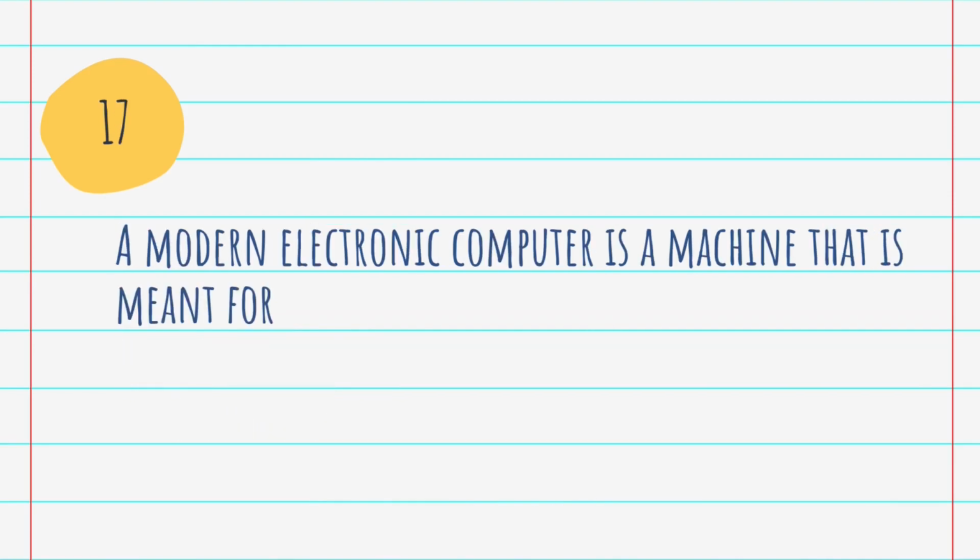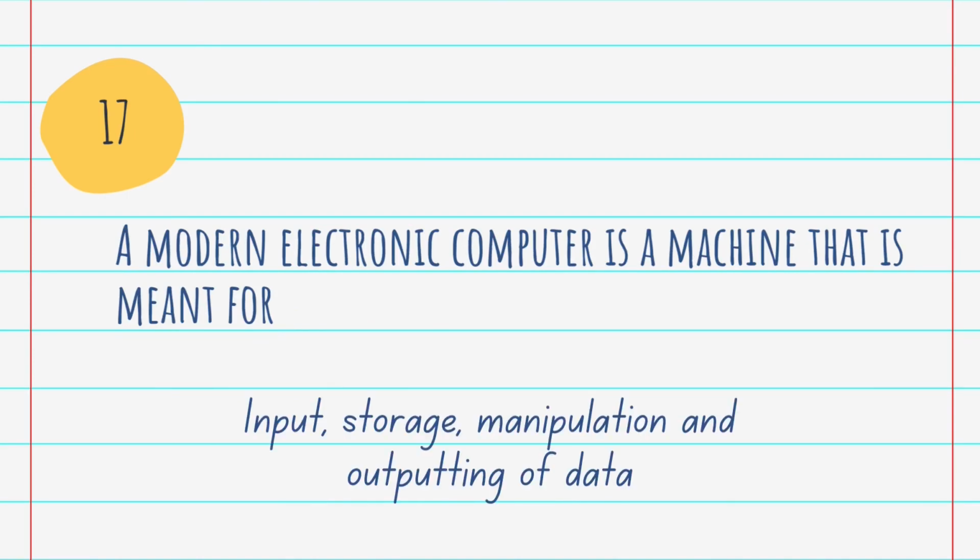Question number 17. A modern electronic computer is a machine that is meant for. Answer is input, storage, manipulation and outputting of data. A modern electronic computer is a machine that is meant for input, storage, manipulation and outputting of data.